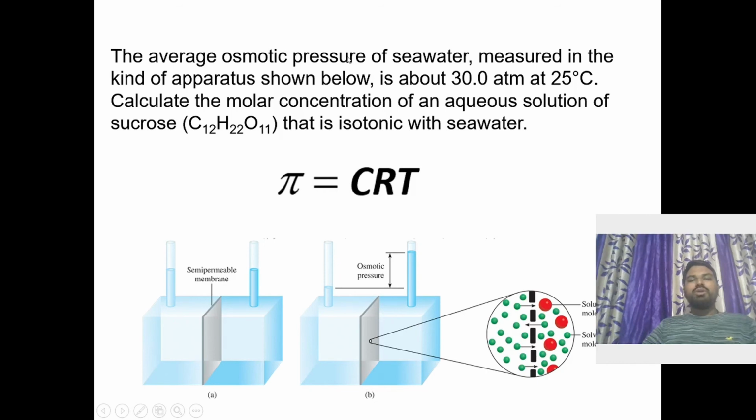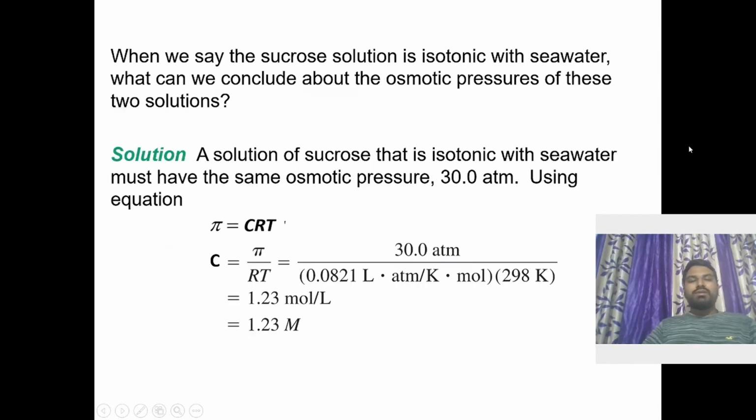The average osmotic pressure of seawater measured in the kind of apparatus shown below is about 30 atmospheric pressure at 25 degrees Celsius. Calculate the molar concentration of an aqueous solution of sucrose. Pi is equal to CRT is the formula. Now we have the solution. C is equal to, we have to find out the concentration.